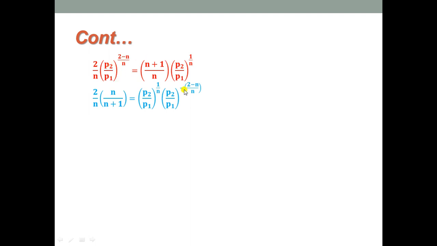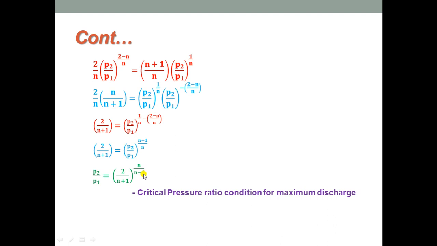This term is taken to the right hand side and the power becomes negative, and you get this expression after simplification of the power. Finally, you get the pressure ratio P2 over P1 equal to (2 over n plus 1) to the power of n by n minus 1, the critical pressure ratio and condition for maximum discharge. So this is the critical pressure ratio, given for the maximum discharge condition as (2 by n plus 1) to the power of n by n minus 1.